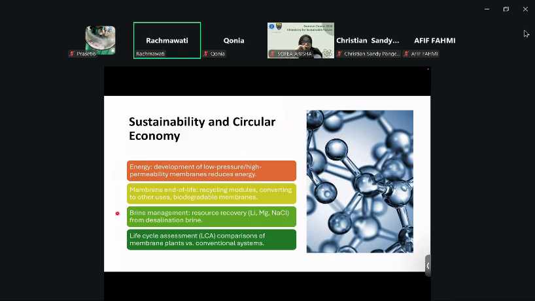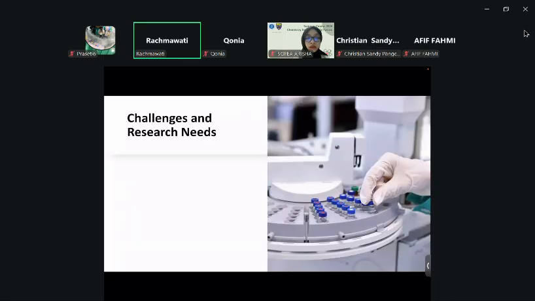And also, if you have water with high salinity, then you will have brine, a concentrated salt water. Then you might consider resource recovery, like getting lithium, magnesium, and sodium chloride from desalination brine. You can also consider life cycle assessment comparisons of the membrane plants versus conventional systems, just to keep in check whether the system supports sustainability.